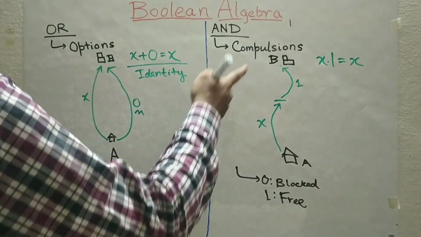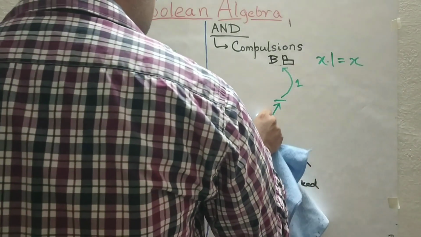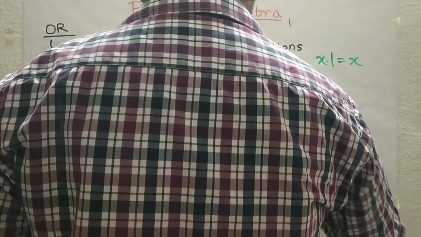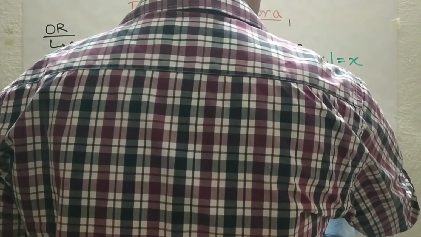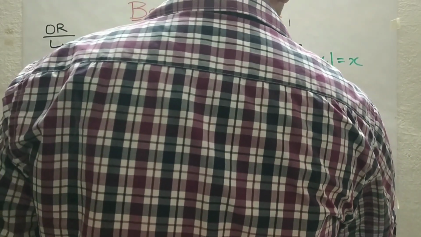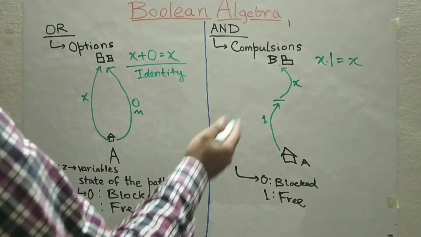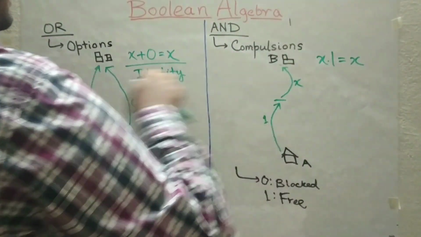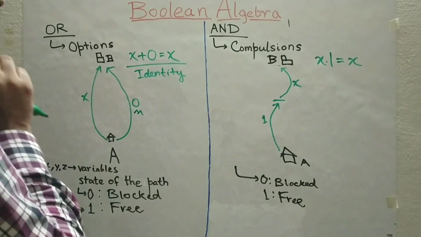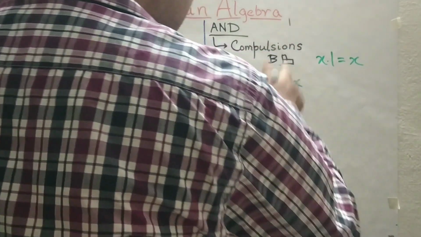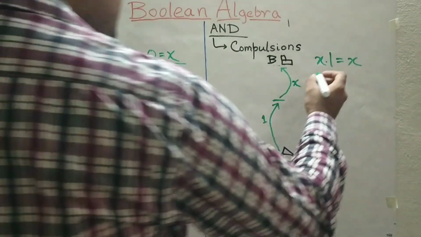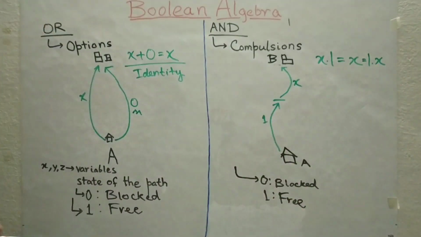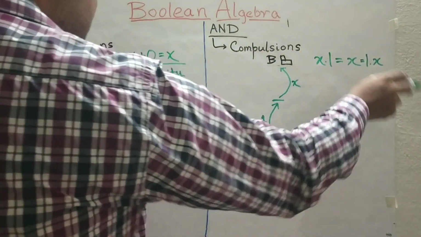Okay, and since I said the ordering does not matter, if 1 came before and X came after, what will happen? The path up to this point is free, and then again it depends on X. If X is 1, then you can go. If X is 0, the path is blocked, you cannot go. So this is equivalent to 1 dot X. Okay, so X dot 1 is equal to X is equal to 1 dot X.